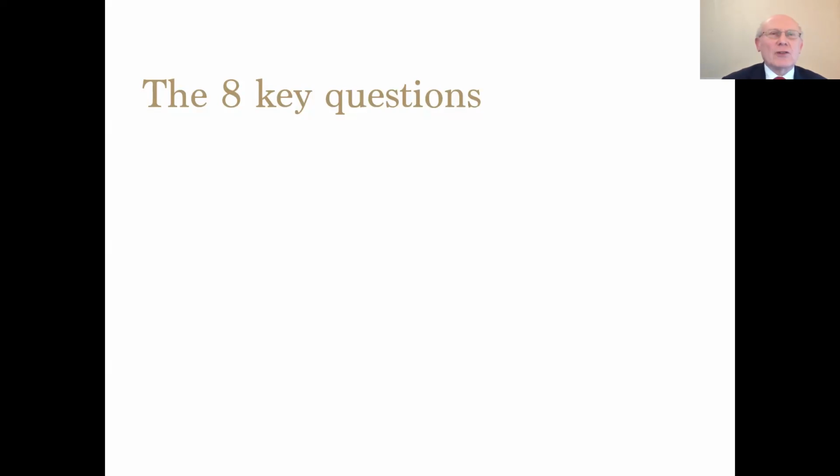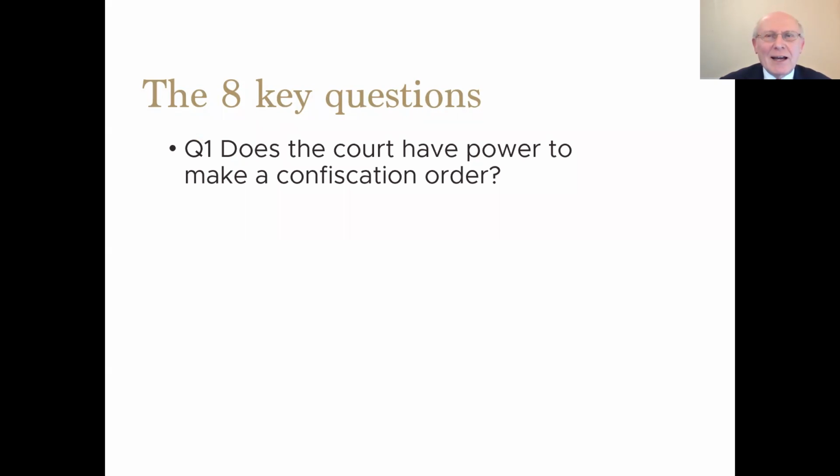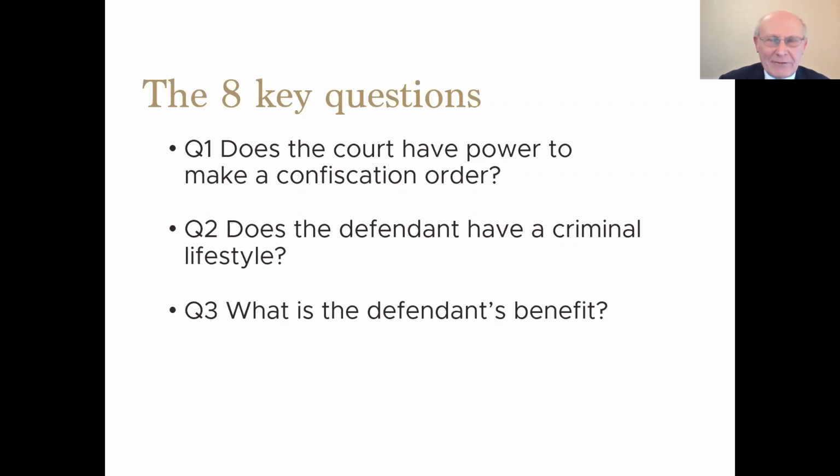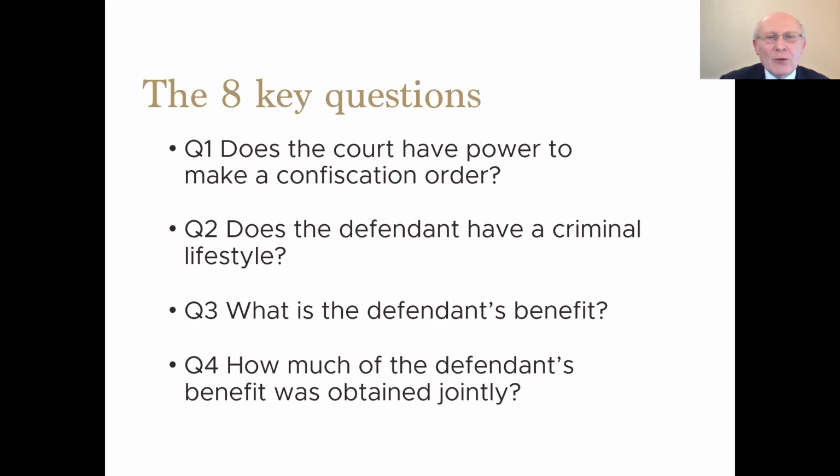So I thought it'd be useful to have a look at those 8 key questions and thereby go through the fundamentals of confiscation. So question 1, does the court have power to make a confiscation order? Obviously, I'm going to talk about that more in a minute. And also question 2, does the defendant have a criminal lifestyle? Then question 3, what is the defendant's benefit? That, of course, is one of the big and potentially more difficult questions for the court to deal with. Question 4, how much of the defendant's benefit was obtained jointly, either with a co-defendant or possibly even with somebody who's not been apprehended, but nevertheless it's benefit obtained jointly with another person.